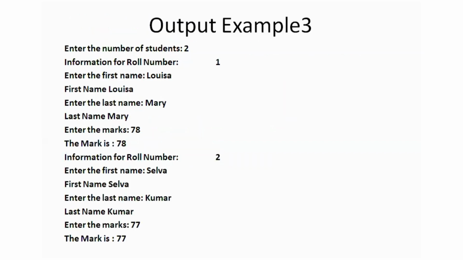The next one is enter the last name, Mary. Enter the marks, 78. Then it asks for the information again because I have given only 2 students. The second first name is Selva, and the last name is Kumar, and the last name is printed. Enter the marks, 77. So the mark is 77. This is a simple example for explaining the structure.